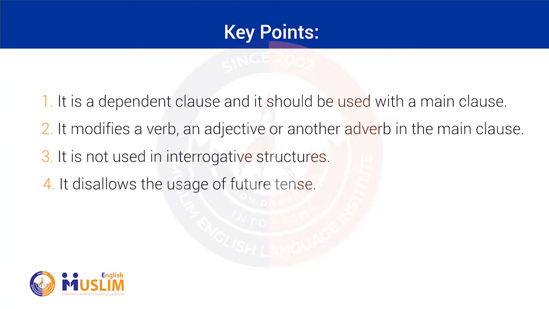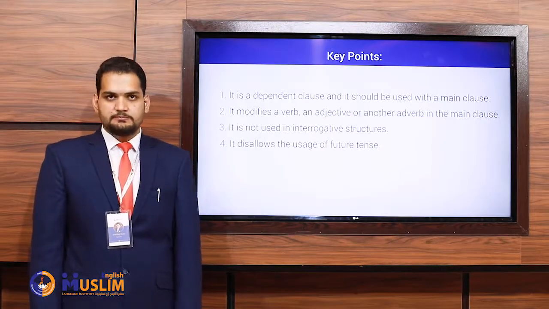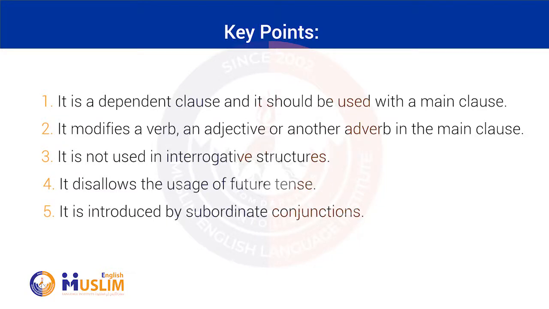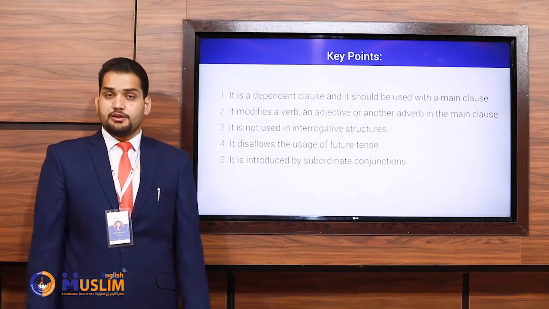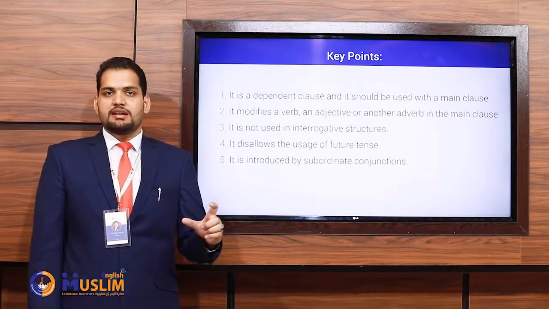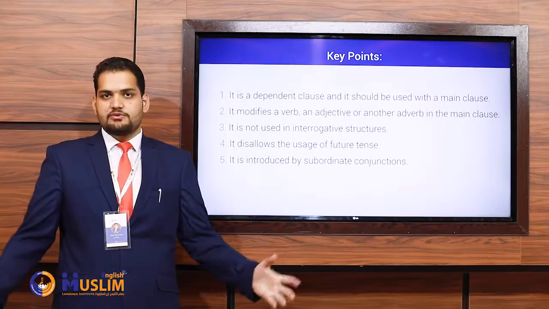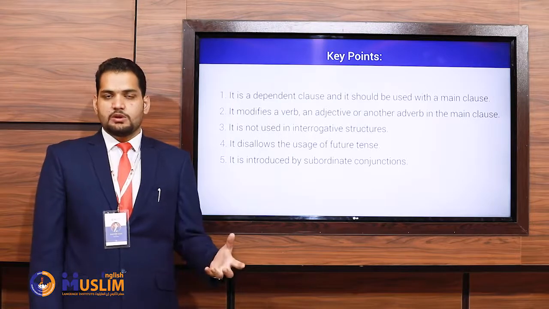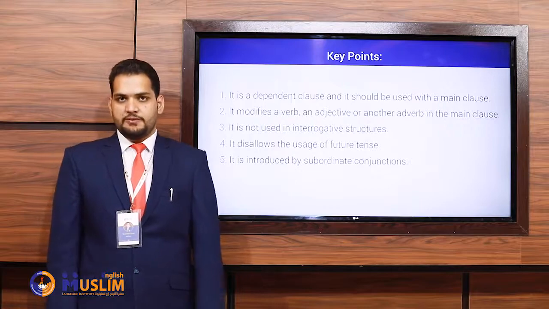Number four, it disallows the usage of future tense. Usually, we do not use future tense in adverb clauses. Number five, it is introduced by subordinate conjunctions. If you remember, we talked about the types of conjunctions. There are two basic types, coordinate and subordinate. Now, subordinate conjunctions are used to introduce adverb clauses, different types of adverb clauses. In other words, subordinate conjunctions are the markers of adverb clauses.